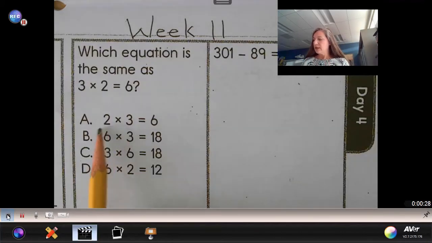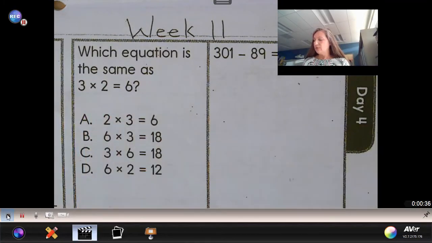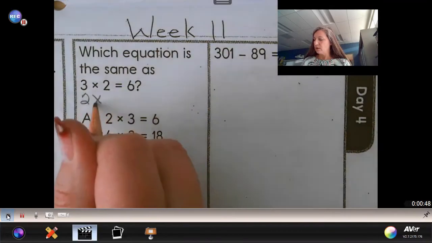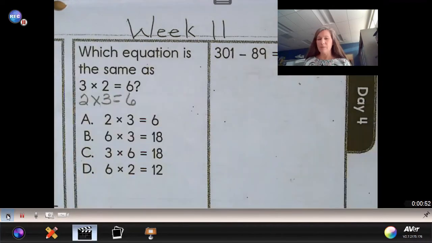So today we're looking at which equation is the same as 3 times 2 equals 6. If we take a look at our equation, 3 times 2 equals 6, we know that we can use the commutative property, or we can switch the order of these two to come up with the same product.